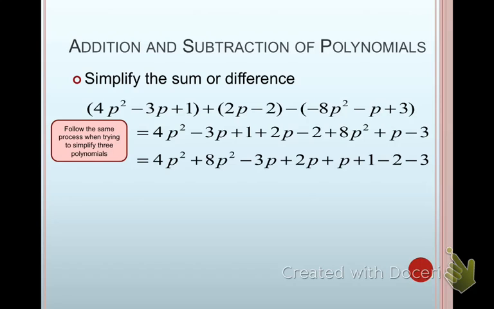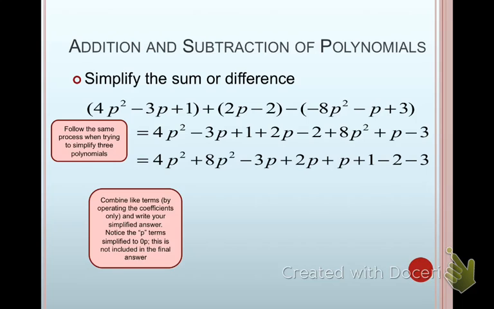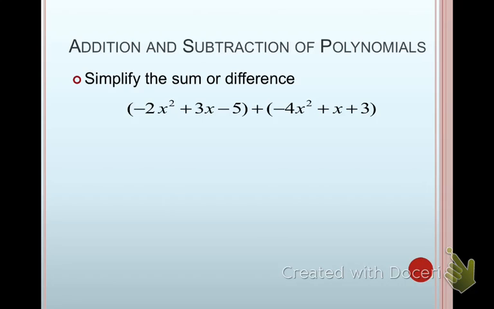Now I can rearrange my terms so that my like pieces are together. That would give me 4p squared plus 8p squared minus 3 plus 2p plus p plus 1 minus 2 minus 3. And I'll combine my like terms. And that will leave me with 12p squared minus 4. Now technically I had a 0p in there, but you just wouldn't write 0p, so you'd leave it off and you just have 12p squared minus 4. Okay. Alright, try this one on your own, see what you come up with, and then check your answer with mine.